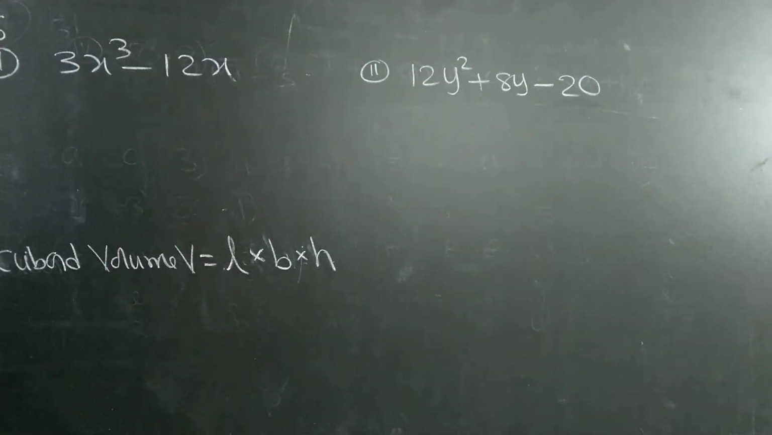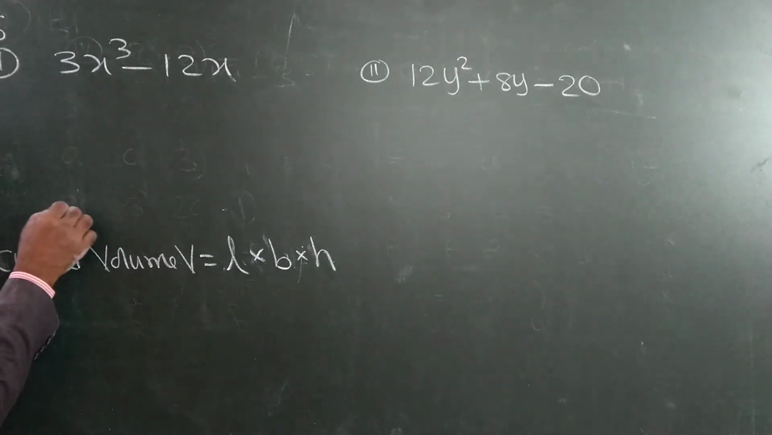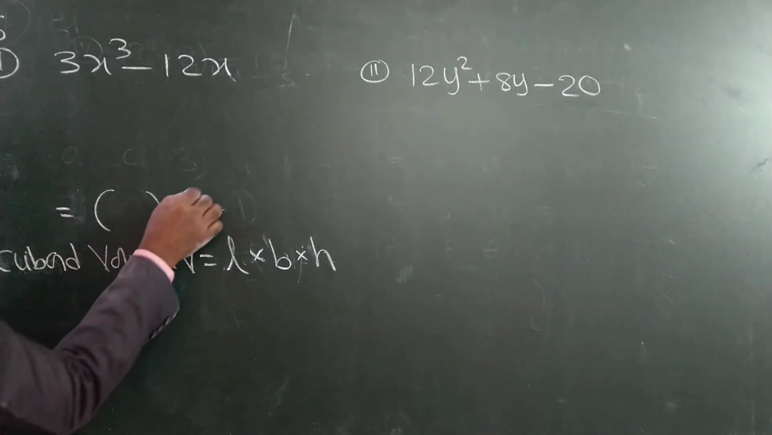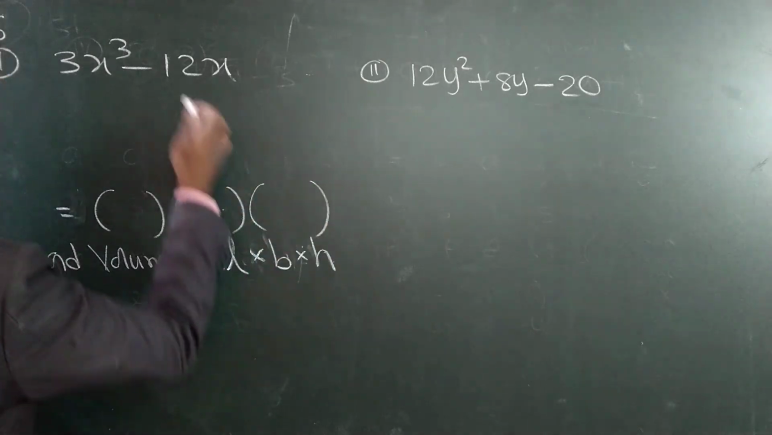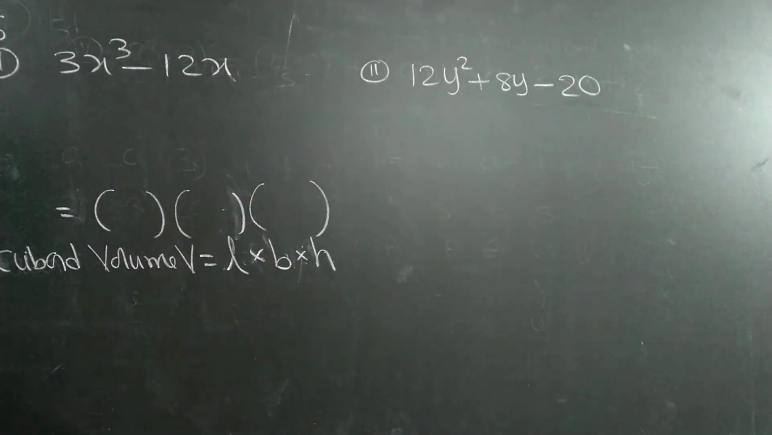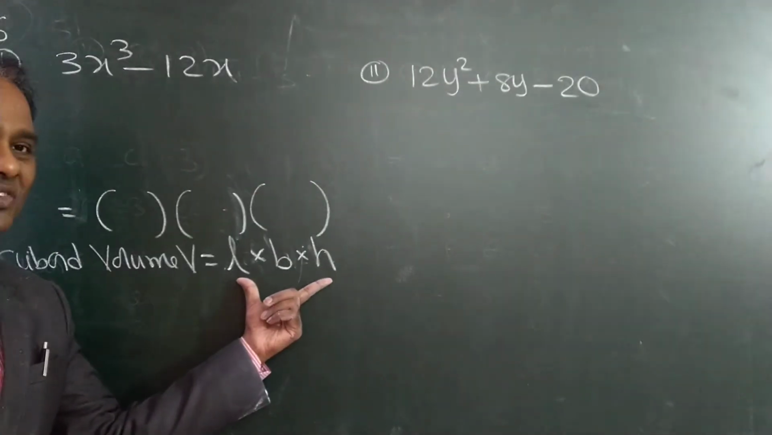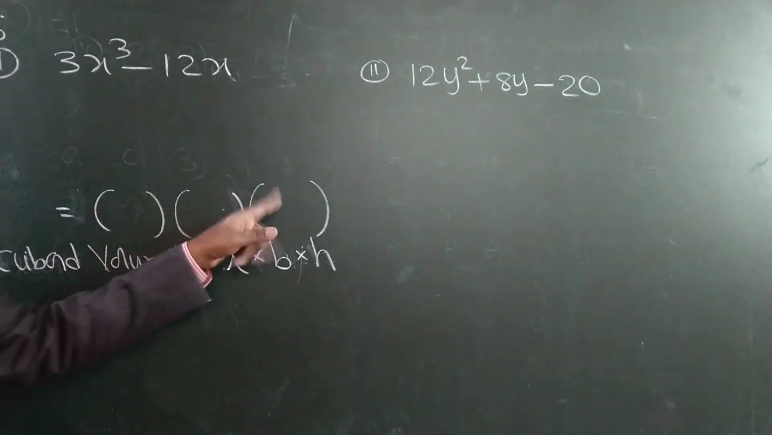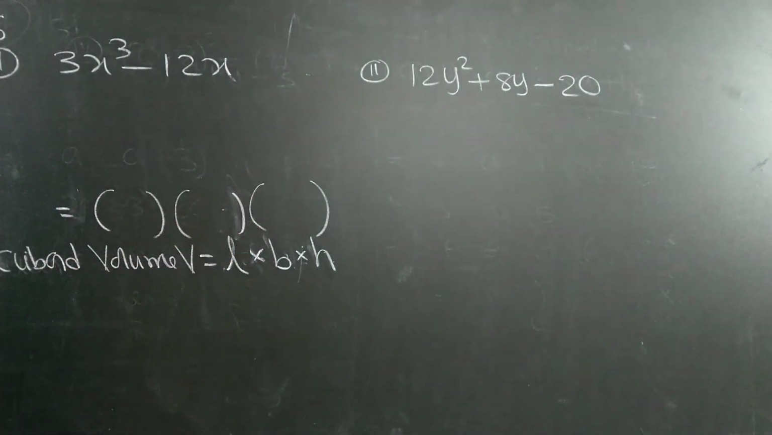That means this should be changed, converted into three factors, 1 into 2 into 3, because the formula consists of three numbers. This should be converted into three factors. How? See here.